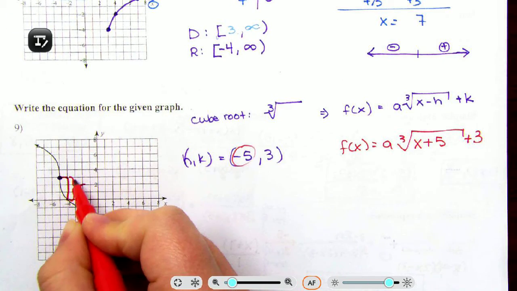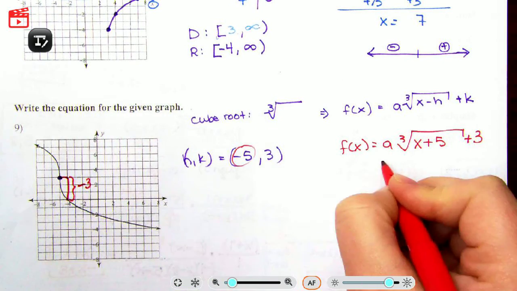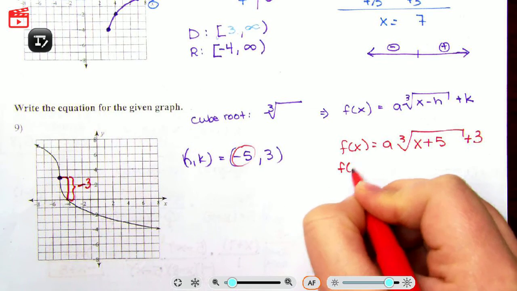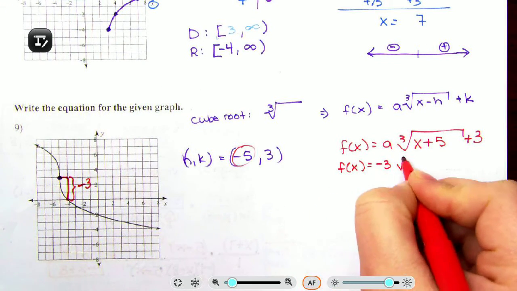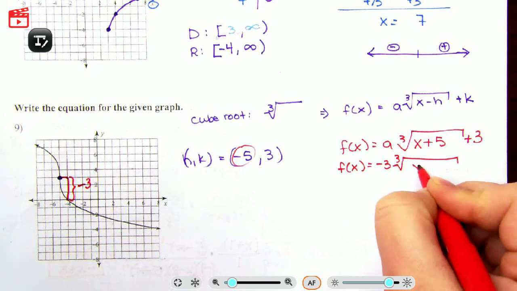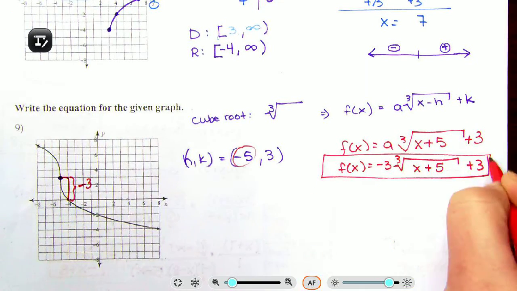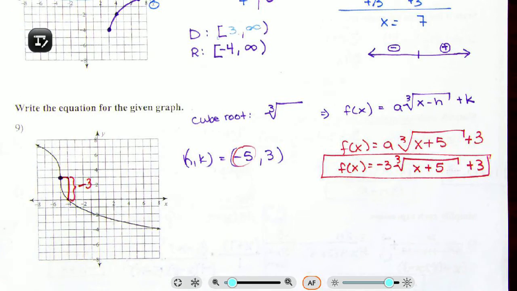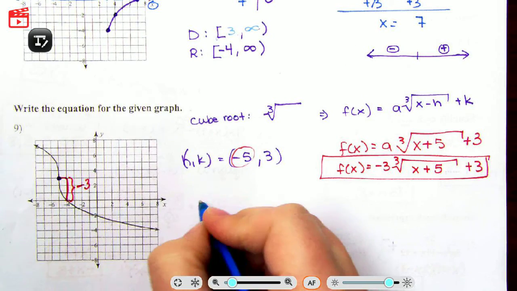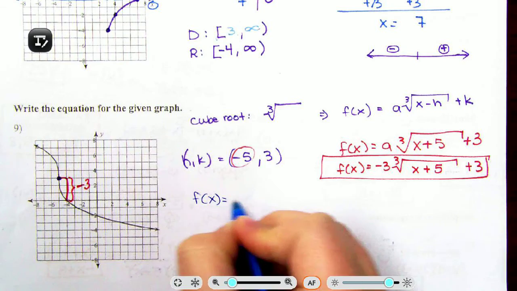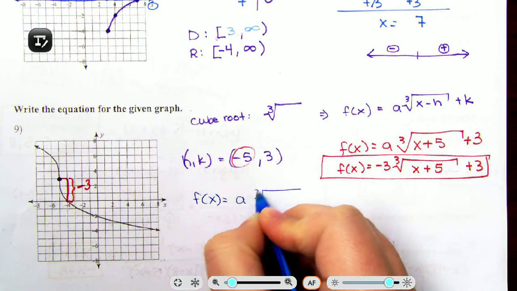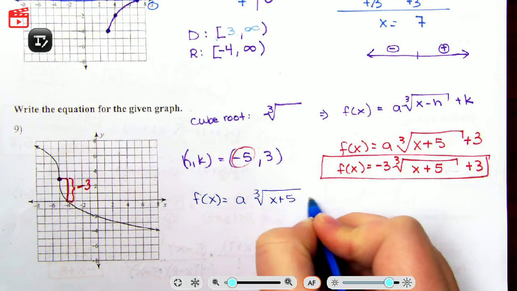And how many jumps did I do? I did 3. So a is -3. So f of x is equal to -3 cube root of x plus 5 plus 3 is your equation. Let's say we didn't know that it was -3. So I had f of x is equal to a cube root of x plus 5 plus 3.